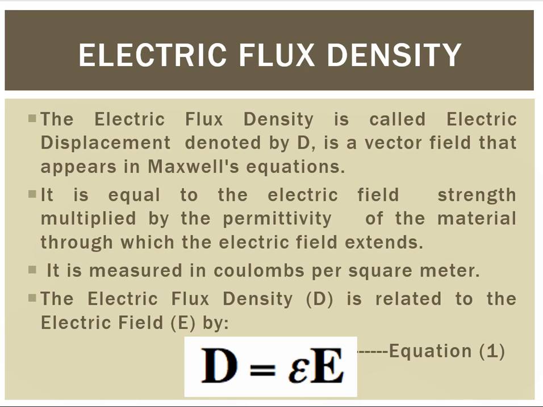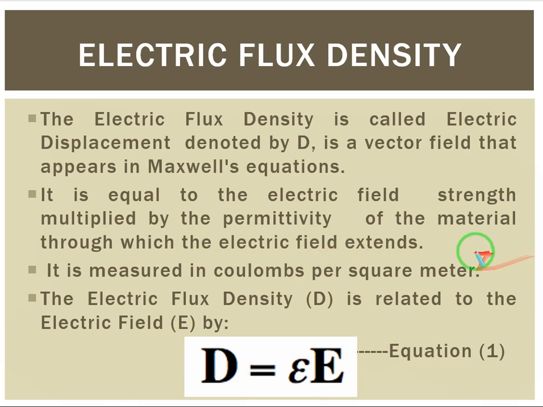So coming to the electric flux density, we studied electric flux, now a bit about density. A simple definition: electric flux density is also called electric displacement, denoted by D, and is a vector field that appears in Maxwell's equations. Maxwell is another concept, but just keep in mind it's about a Maxwell equation. It is equal to the electric field strength multiplied by the permittivity of the material. We are not saying the permittivity of free space, but the permittivity of the material through which the electric field extends.